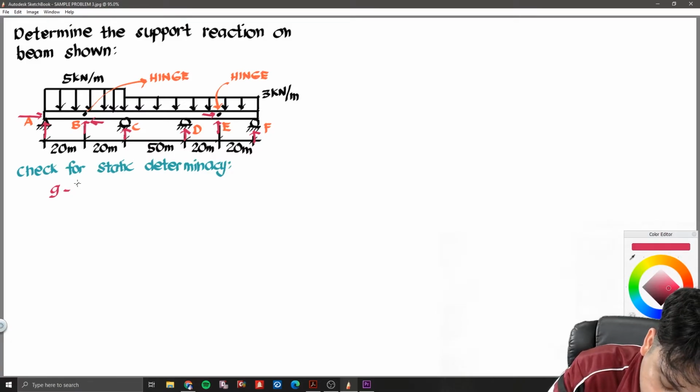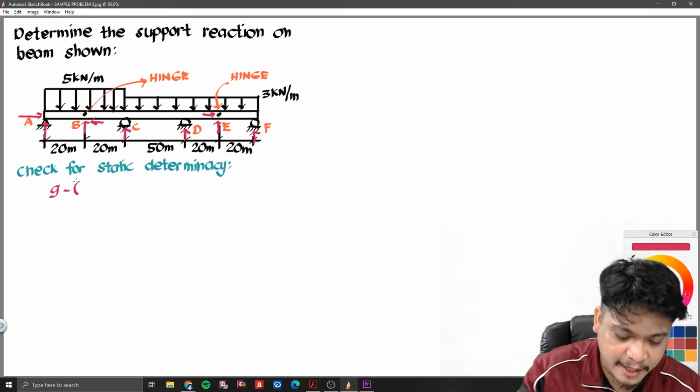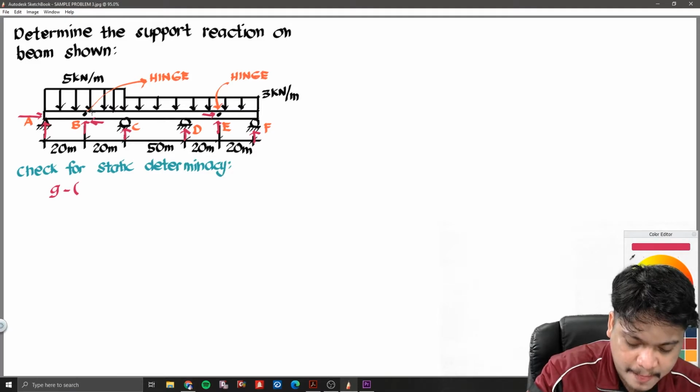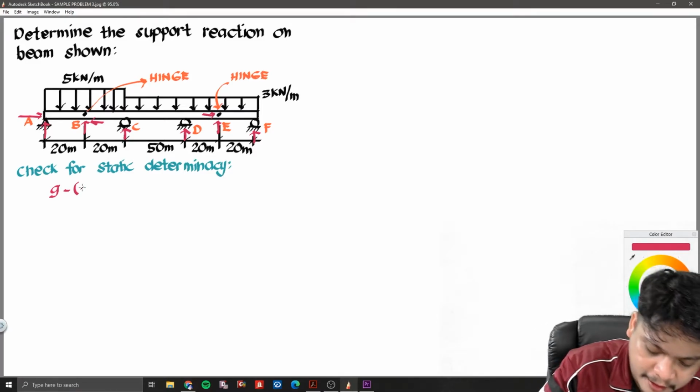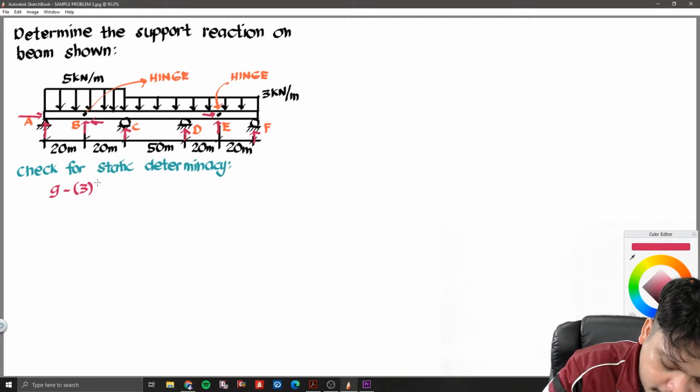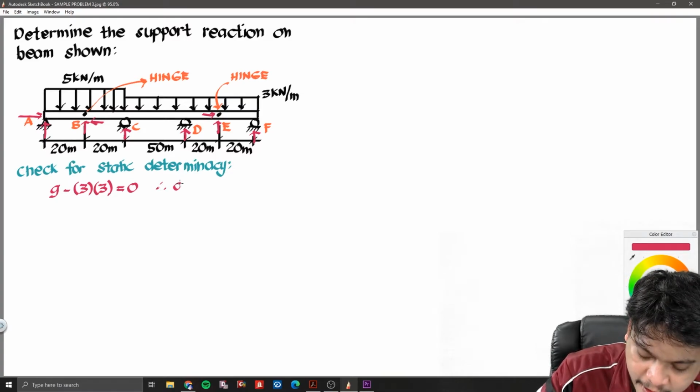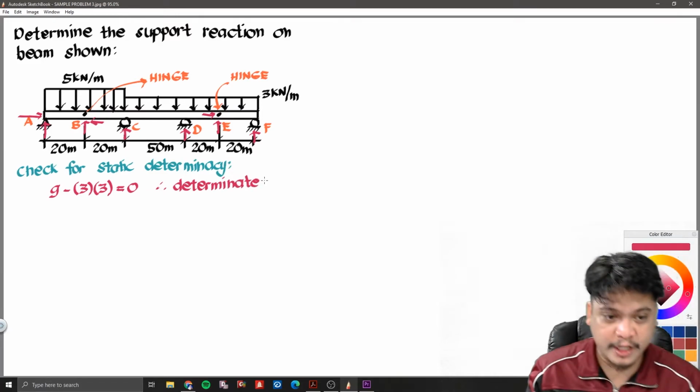Okay. Ima-minus natin kung ilang rigid bodies. Ilan tayong rigid bodies meron? Isa, dalawa, and then tatlo. So, meron kang tatlong rigid bodies, 3 available equations, so that would become equal to 0. Therefore, this is determinate. Okay, so pag determinate tayo, pwede natin siyang ma-solve.